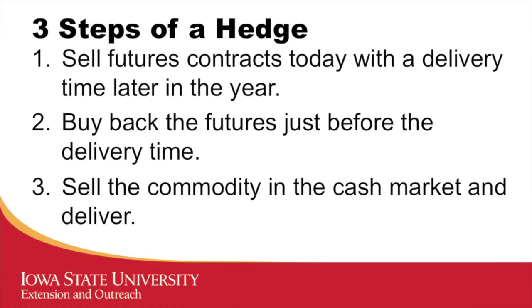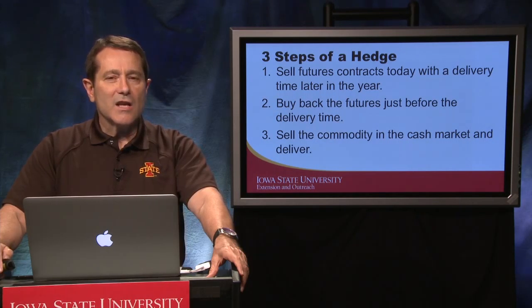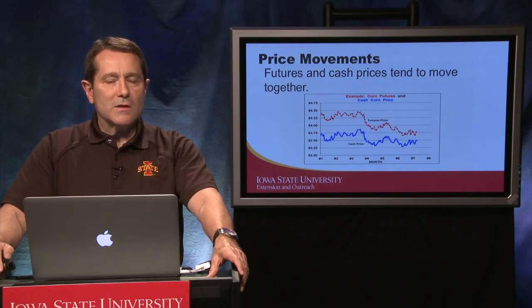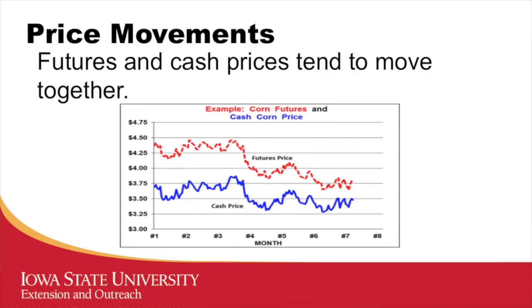Since we're selling the commodity in the cash market, the assumption of a futures hedge is that futures and cash prices tend to move together. We used this chart earlier. Again, the cash price was the blue line and the futures price was the red line. We said the difference between these two lines is called basis.